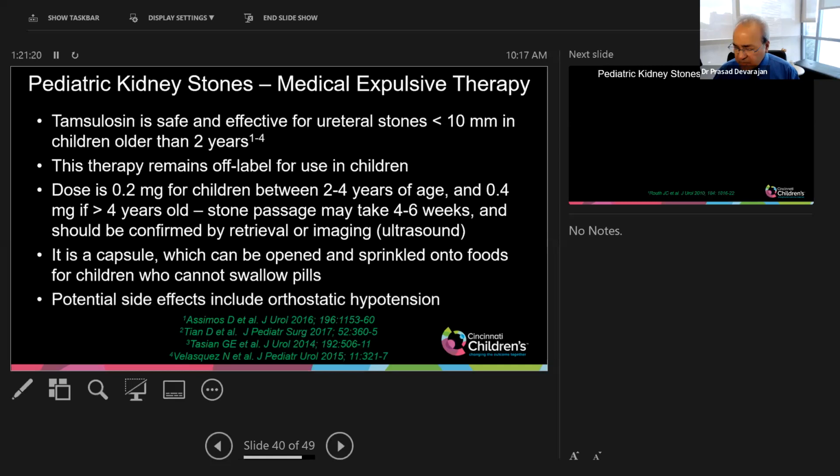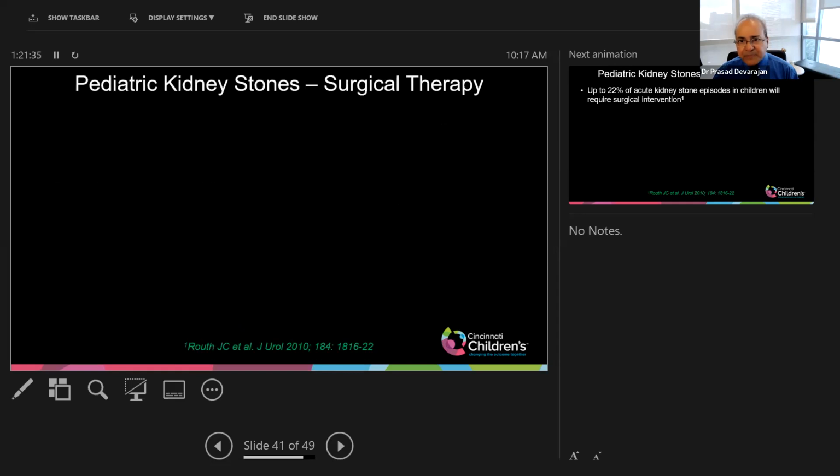The only potential side effect we tell the family is orthostatic hypotension. So if the child starts complaining of dizziness, or when they wake up from bed, they feel dizzy, then that's the time to stop the medicine.